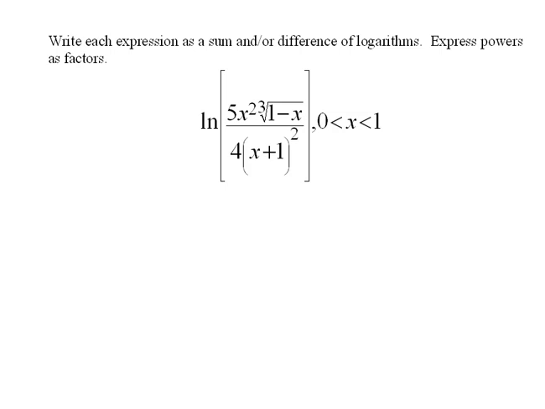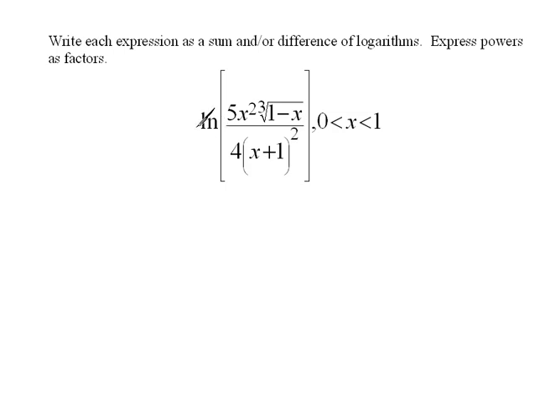We need to use our properties, or learn how to use our properties, to either separate out logarithms into smaller pieces or to put them together. In this one, it says write this expression as a sum and or difference of logarithms. So sum being plus, difference being minus.